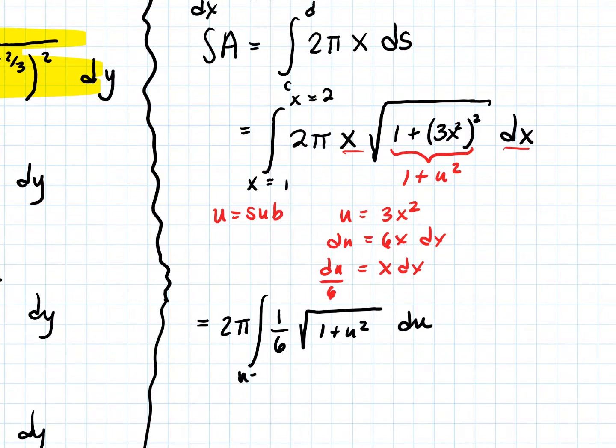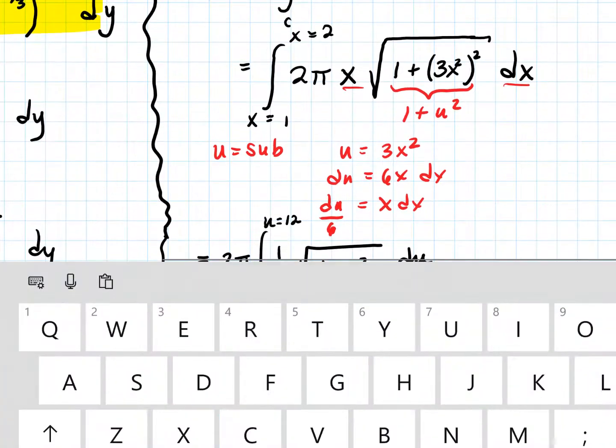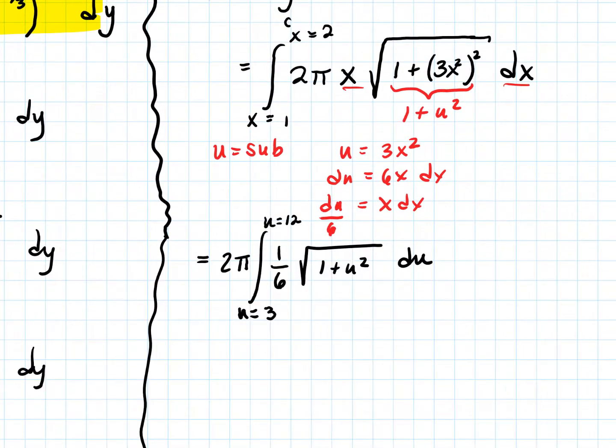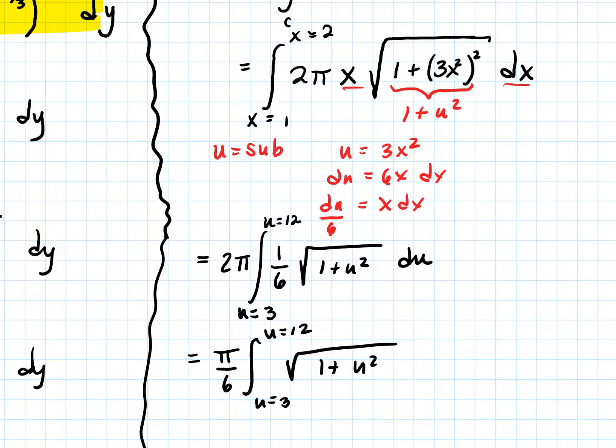And I'm going to change the bounds. So this one I am going to just talk through. So if x equals 1, just looking back up here, u would have to be 3. And if x equals 2, u would have to be 12. Now, if you just watched that last full example, those u bounds look awfully familiar. Quick little simplification with the 2 pi and the 1/6. And I end up with pi over 3, integral from u equals 3 to u equals 12 of the square root of 1 plus u squared du.